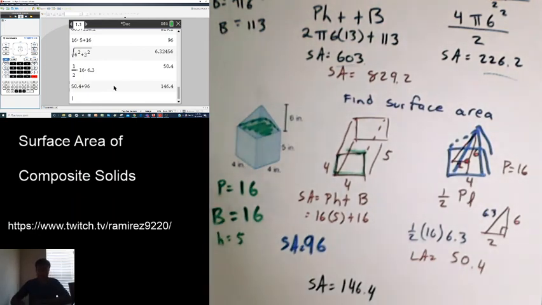That's it, guys. That's how you treat these composite solids, very similar to composite figures.